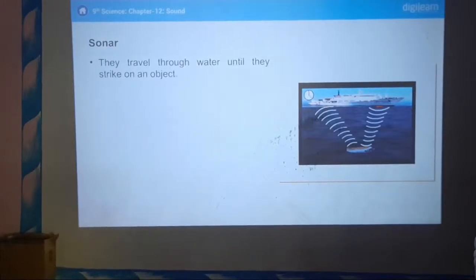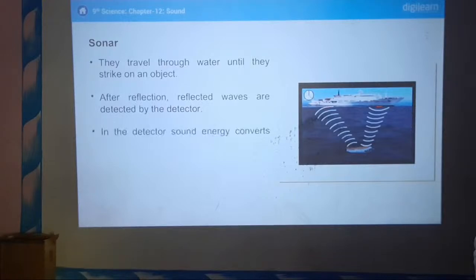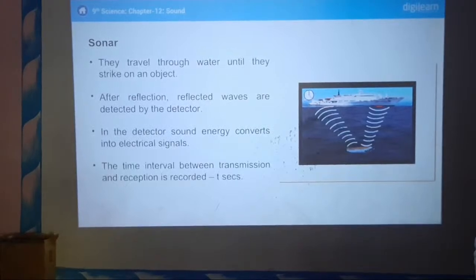They travel through water until they strike an object. After reflection, reflected waves are detected by the detector. In the detector, sound energy converts into electrical signals. The time interval between transmission and reception is recorded as t seconds.